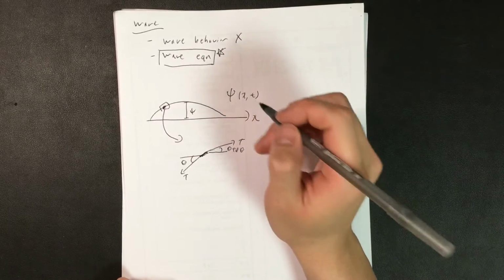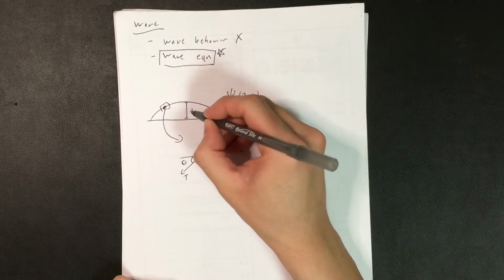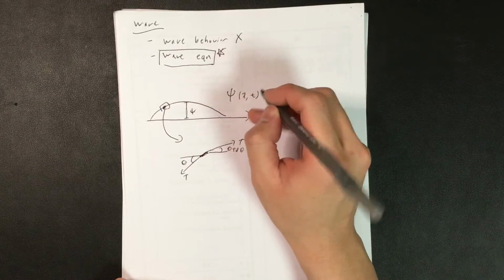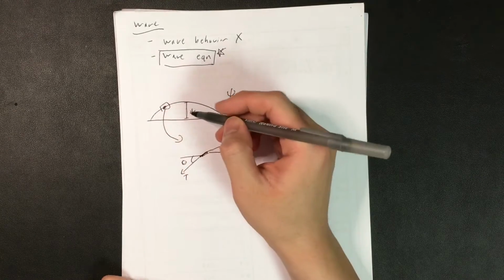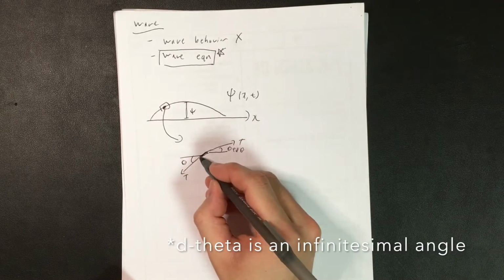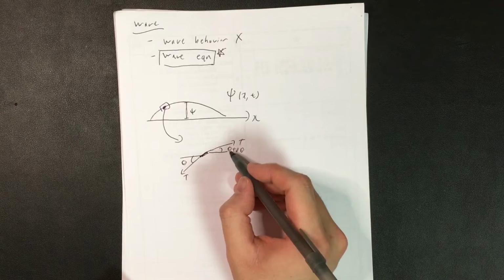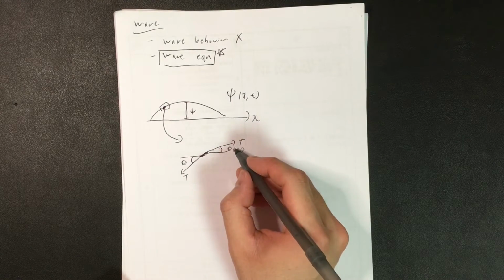Now, let's say psi is the variable for the wave equation, where the height of this wave equals psi, and psi is a function of position and time. If I take an infinitesimal segment of this wave, then on the left-hand side, the tension force is going to apply at an angle theta. And on the right-hand side, the tension force is going to be applied at angle theta plus d theta.